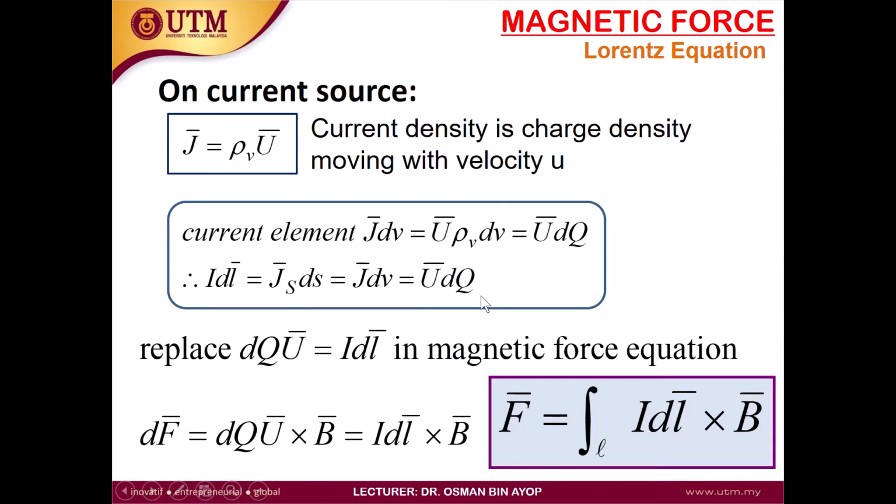So we can replace dq U with I dl in the magnetic force equation. Therefore, dF equal to dq U cross B equal to I dl cross B. So basically this is our final equation: the force equals the integration of I dl cross B.